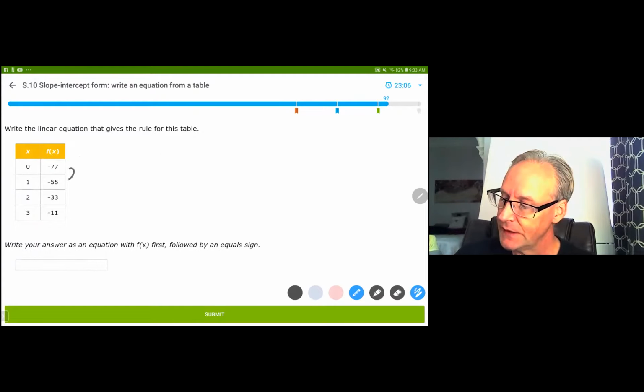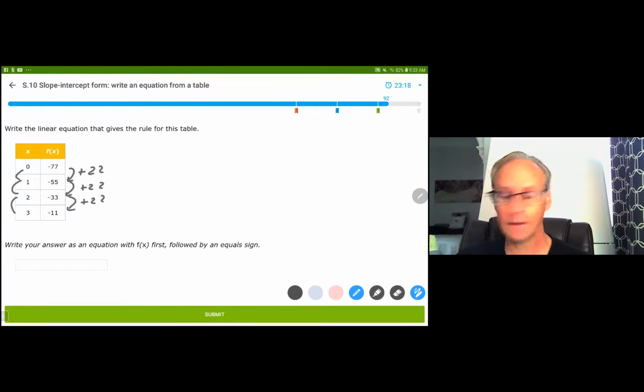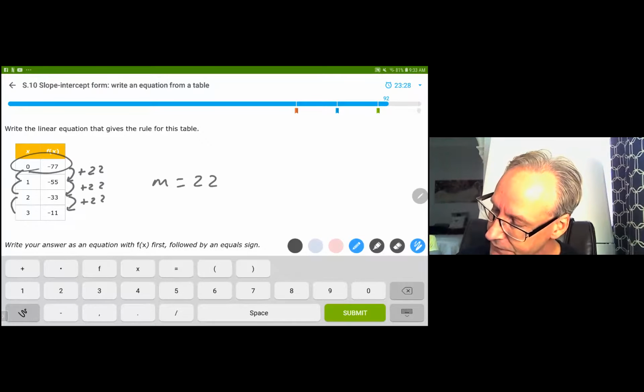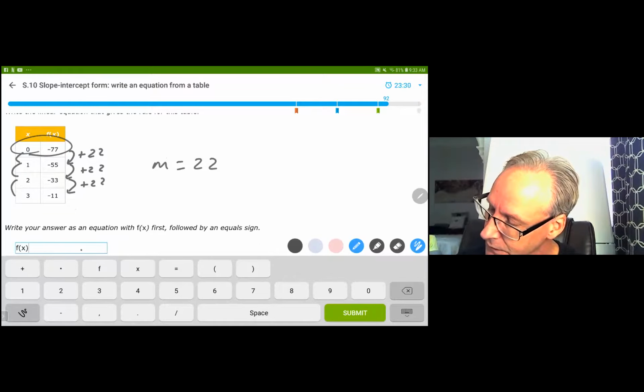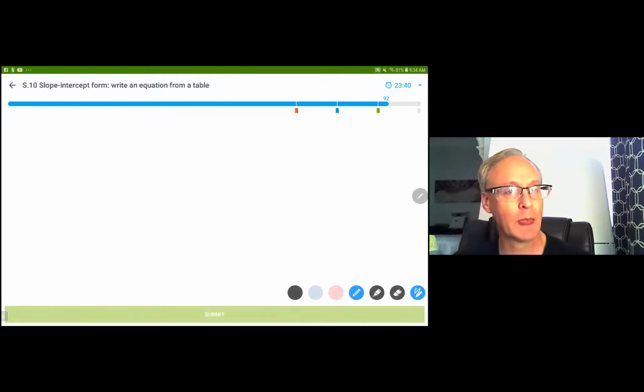Looks like we went up 22 maybe, up 22, and up 22. Sure looks like a positive 22 slope. Looks like we're moving by 1s there. So the slope is 22. Well, there's our y-intercept, 0, -77. They tell you everything you need. So it's f of x equals 22x minus 77. Oh, gotta have a space. Easy mistake to make.